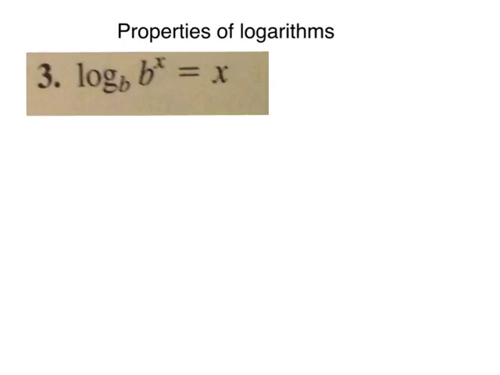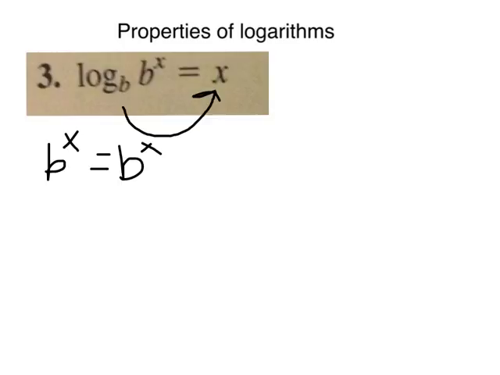The third property of logarithms says log base b of b to the x equals x. So let's look at why that would be true. If I were to rewrite that as an exponential expression, it would be b to the x equals b to the x, which is true, which makes property number 3 true.